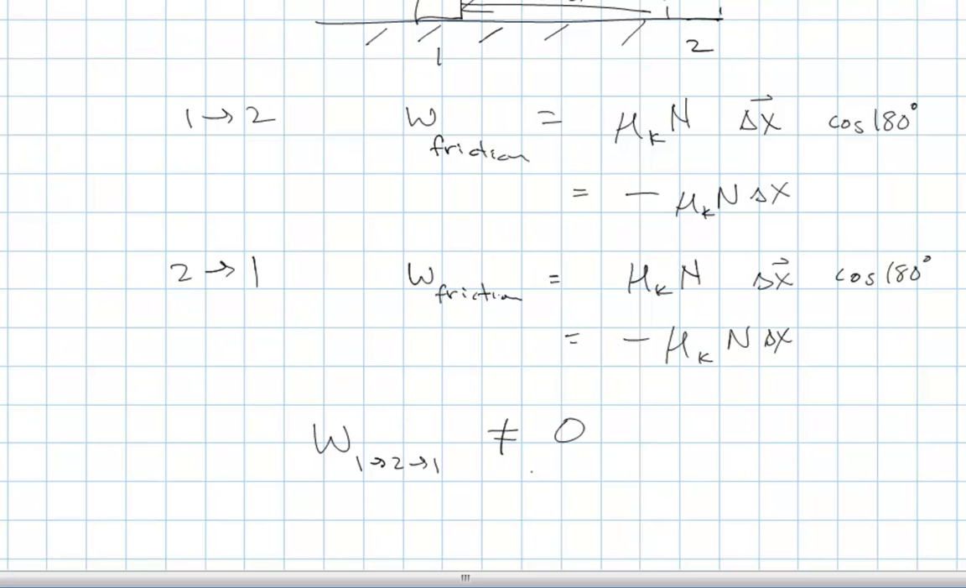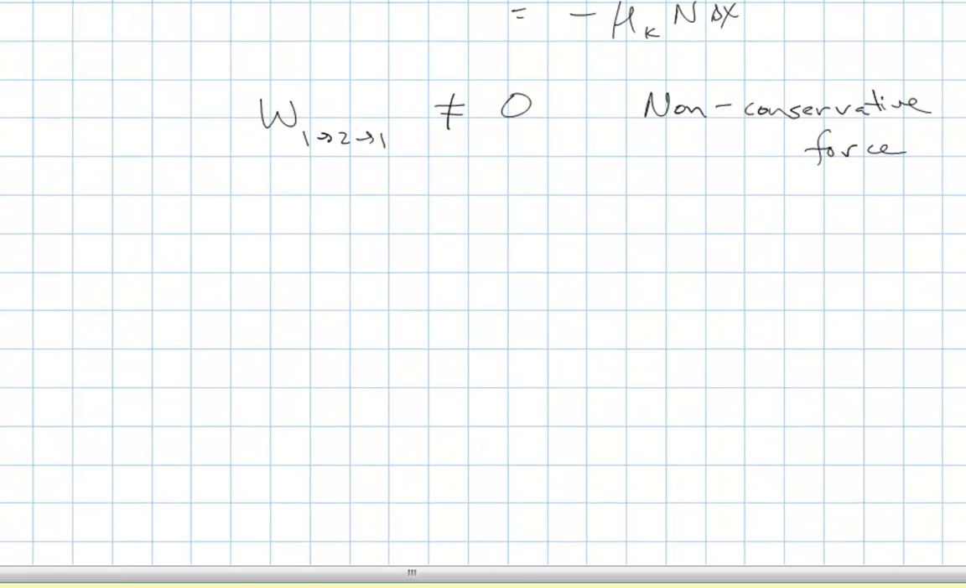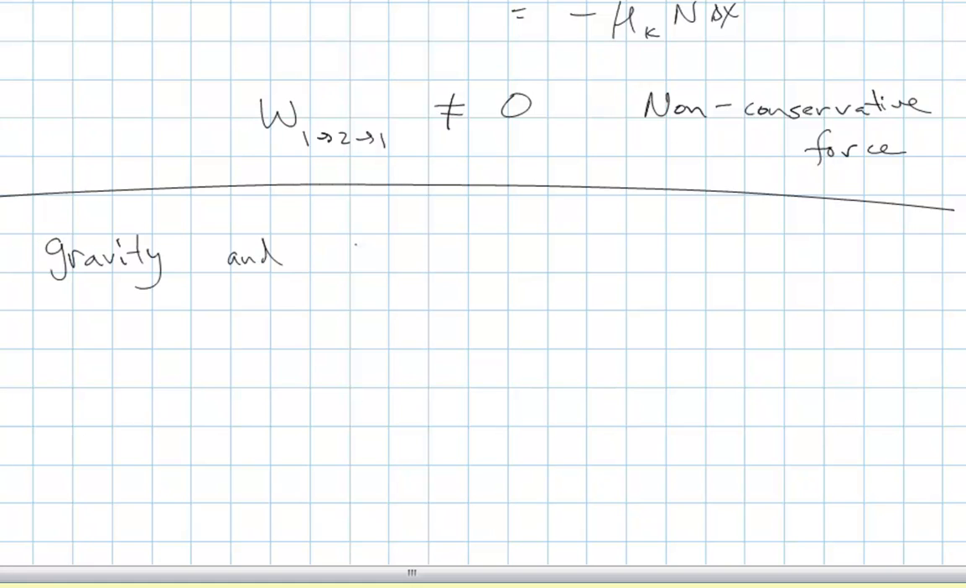Because it's negative all the time. It's negative on the way out, it's negative on the way back. You add them together, you do not get 0. This is a non-conservative force. So friction, air resistance, good examples of non-conservative forces. What forces do we know of right now that are conservative? Gravity and the spring force.